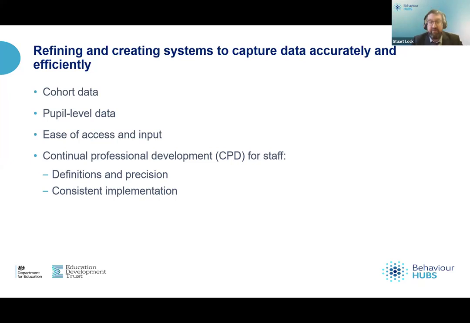Continued professional development for staff. If schools are introducing new systems or adjusting existing ones, staff will need training to support timely and accurate data entry. Do not underestimate the size of this task.